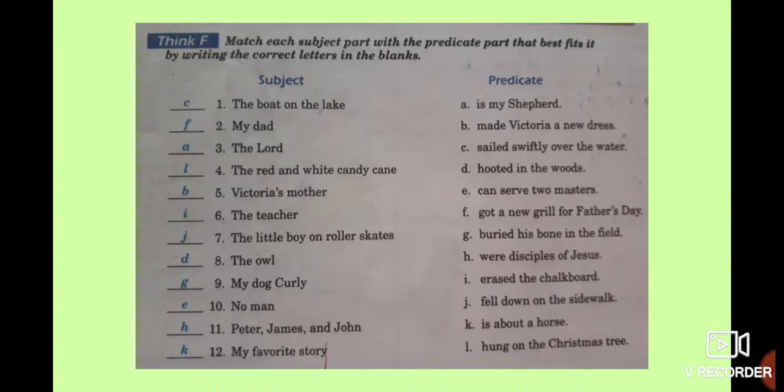Okay, that's me. Let's review. Number 1 is option C. Number 2, option F. Number 3, option A. Number 4, the option L. Number 5, the option B. Number 6, the option I. Number 7, option J. Number 8, option D. Number 9, the option G. Number 10, the option E. Number 11, the option H. And the last one, number 12, is the option K.